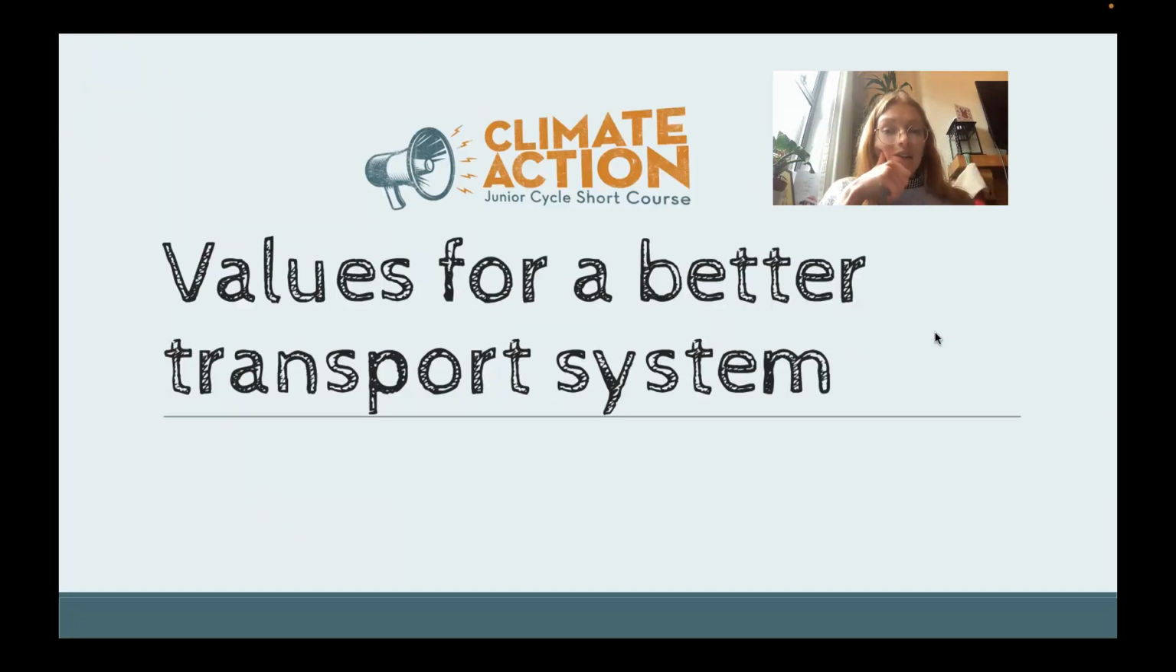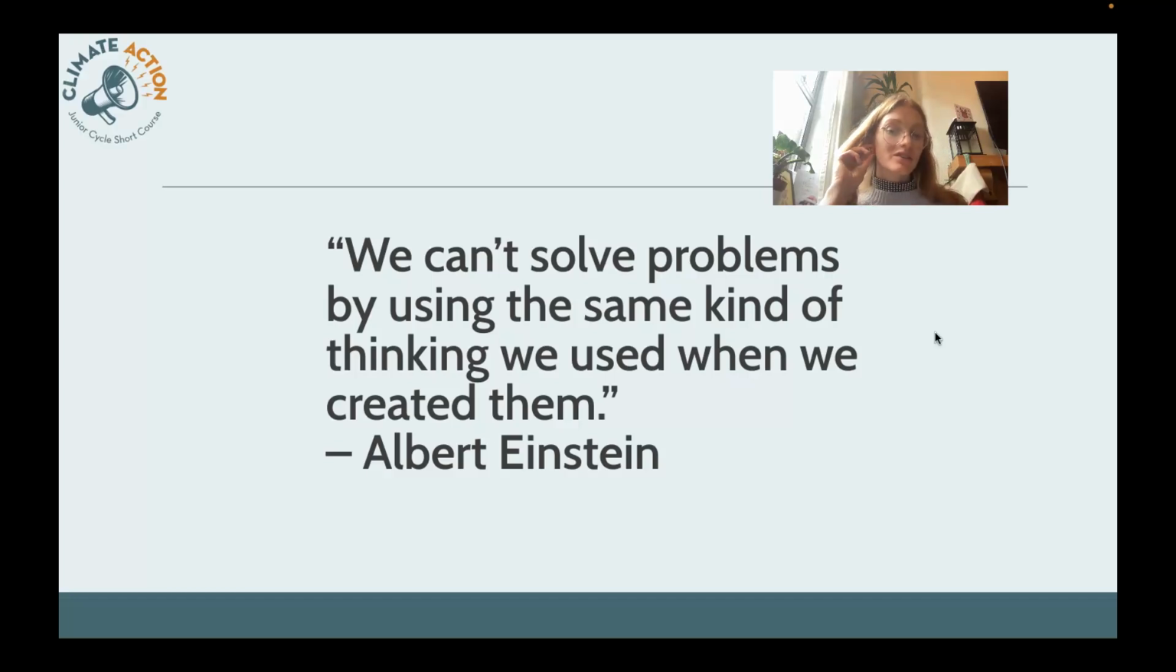Then they're going to talk about the values for a better transport system. So this quote just encapsulates what we're trying to think about here. We can't solve problems by using the same kind of thinking we used when we created them. So it's about thinking, what are the values that are in the current transport system, and what values might we like in a new transport system? And the research behind the values that we're suggesting, and you don't have to agree with them, comes from a variety of different bodies, but one is the Climate Change Advisory Council, which is the government's advisory council on climate change. So they've thought about this a lot.